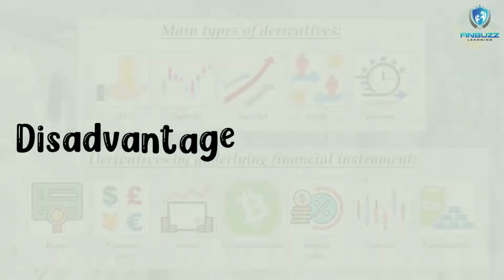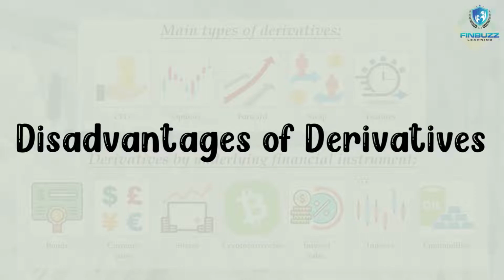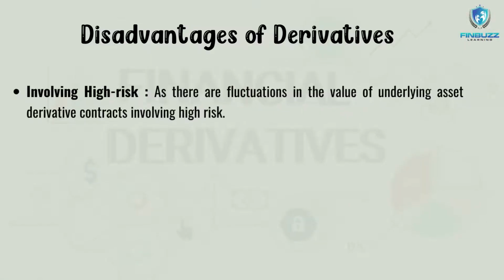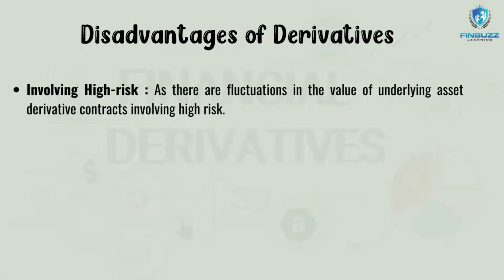As we discussed the advantages of derivatives, we should also know that derivatives come with some disadvantages. One of the main disadvantages of derivatives is that they involve very high risk. Derivative contracts are very risky since the value of the underlying assets, such as shares, is constantly changing. As a result, traders run the danger of suffering significant losses.